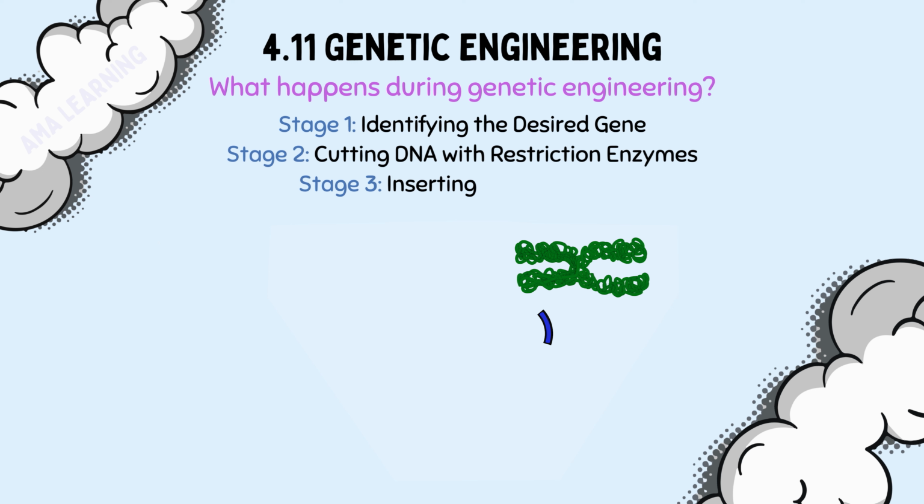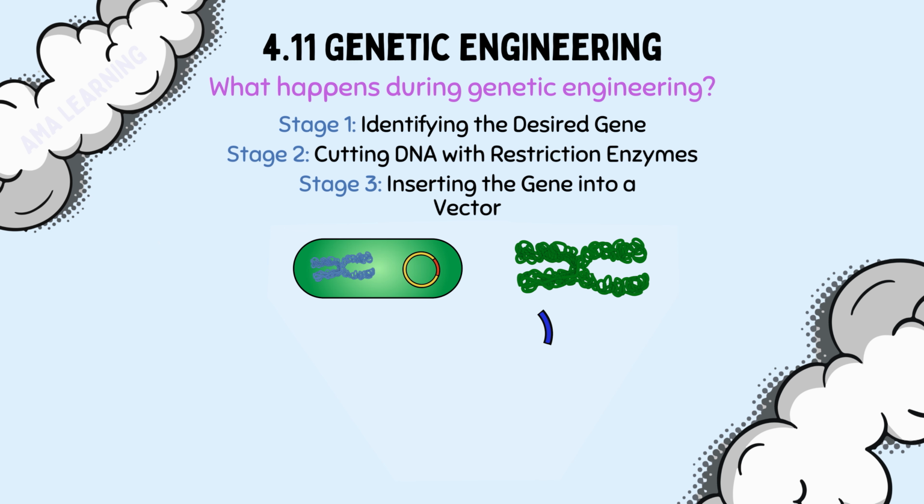Stage 3. Inserting the gene into a vector. The vector, a bacterial plasmid in the image, serves as a carrier for transferring the insulin gene into the target organism, which in this case is a bacterial cell. The plasmid is cut with the same restriction enzyme to create sticky ends that match those on the insulin gene. The insulin gene is then inserted into the plasmid, preparing it for the next step.